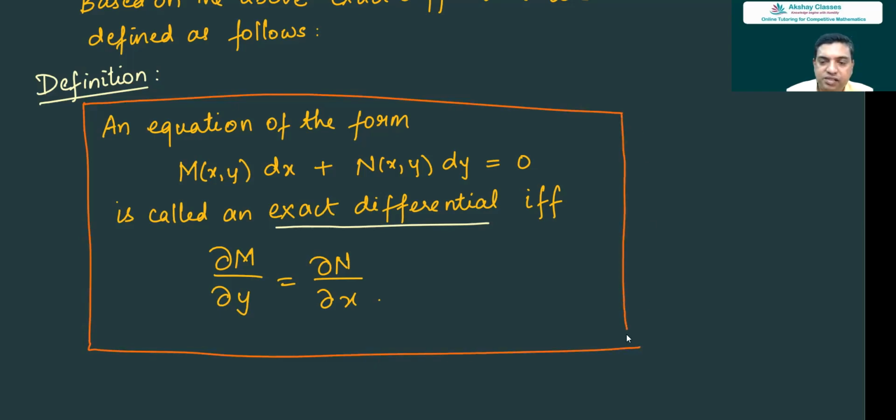What it means is, double if means m dx plus n dy will be called an exact differential if this condition holds. Said in the reverse manner, dou m by dou y is equal to dou n by dou x will imply that if this condition holds true, m dx plus n dy is an exact differential.